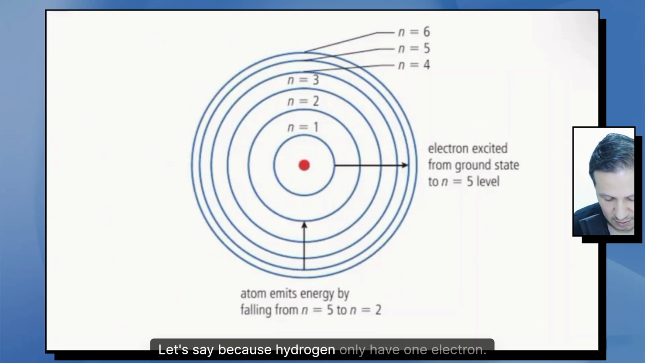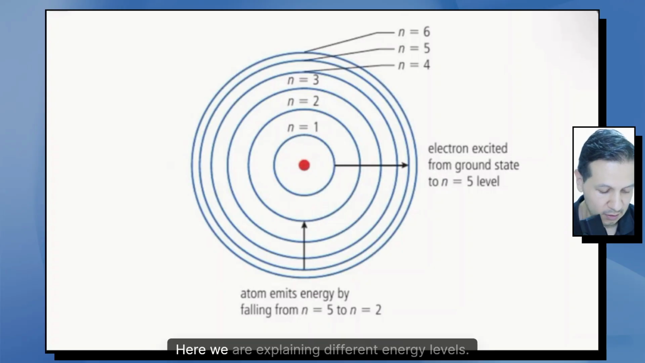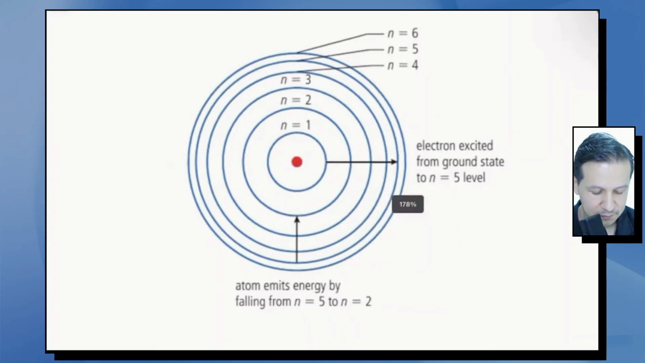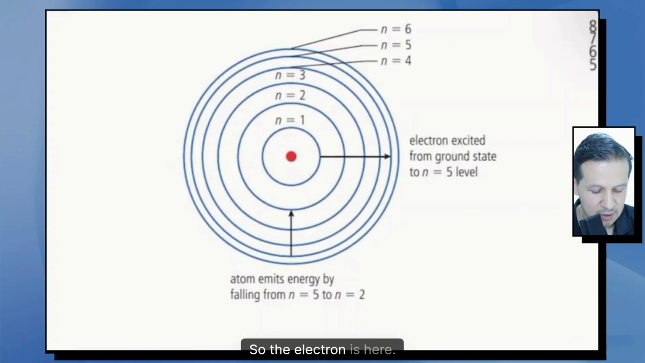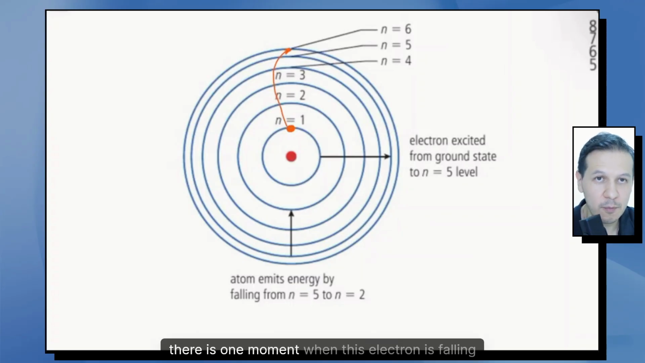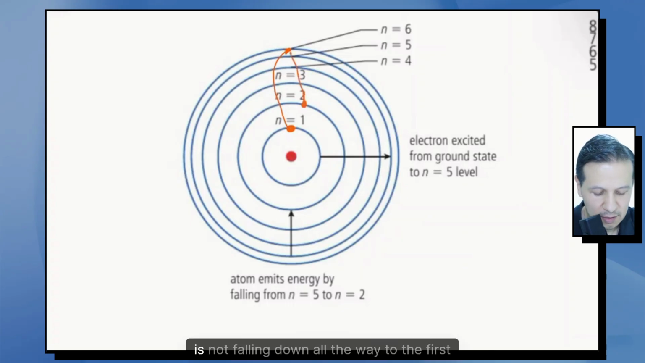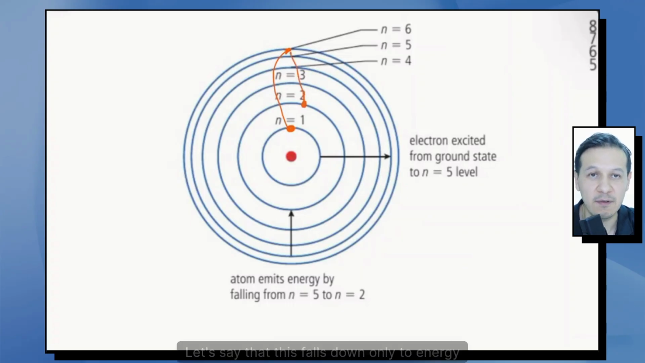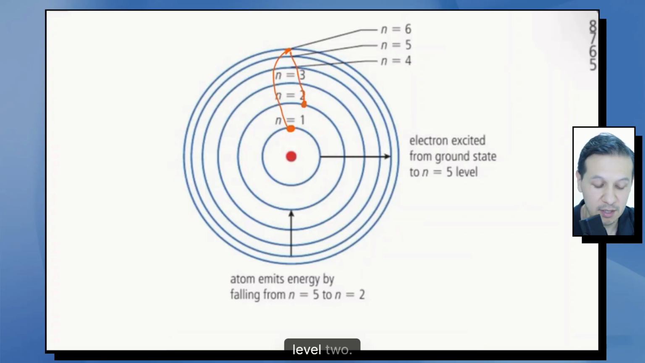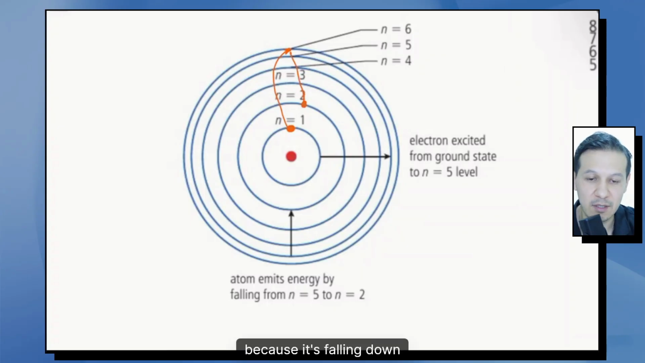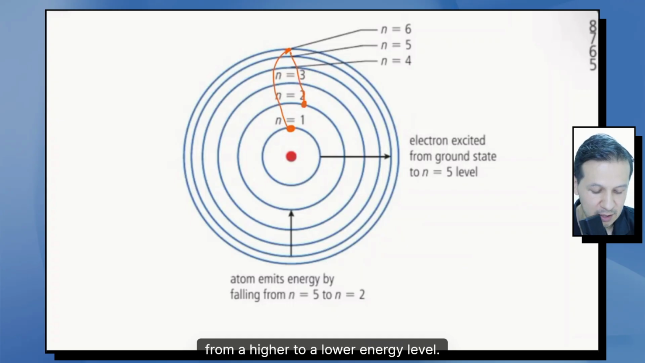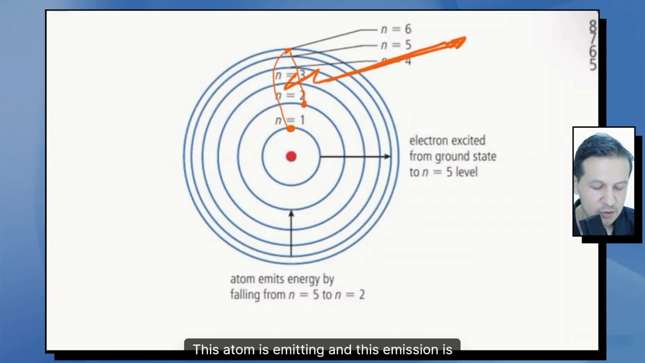This is an example of how we could see the hydrogen atom, because hydrogen only has one electron. Here we are explaining different energy levels. In energy level 1, the electron is here. Once this atom is excited, the electron jumps to energy level, let's say 4. At one moment this electron falls down, not all the way to the first energy level. Let's say it falls only to energy level 2. Because it is falling from a higher to a lower energy level, this atom is emitting, and this emission is quantified with a wavelength, which is what we see in the emission spectrum.